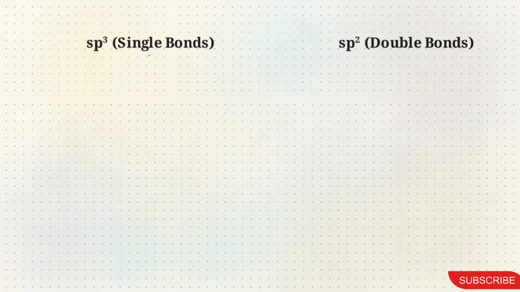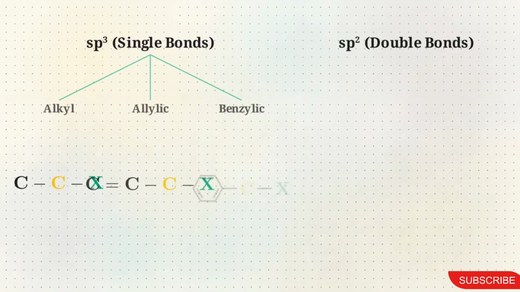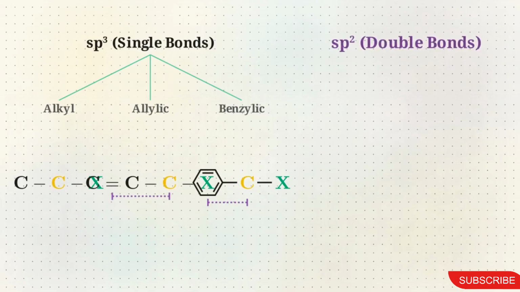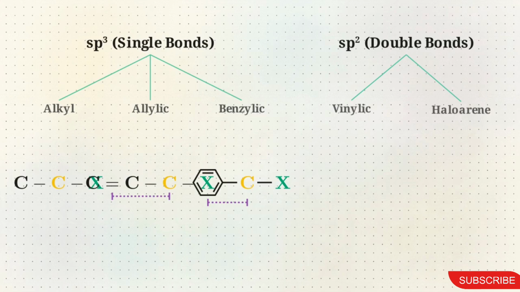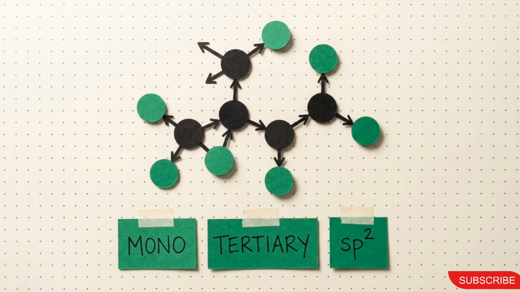themselves. In the sp3 branch, the anchor uses only single bonds, categorized as alkyl, allylic, or benzylic, based on proximity to double bonds or rings. Conversely, the sp2 branch features an anchor within a double bond, resulting in vinylic or haloarene classifications. This fundamental geometry locks in the molecule's final identity, completing its profile in the sorting algorithm.